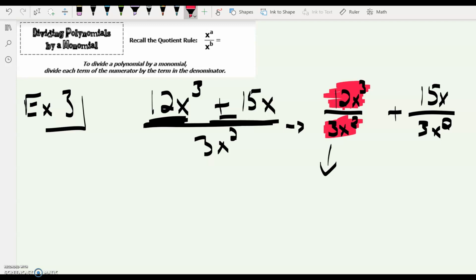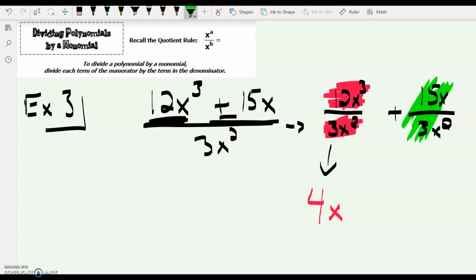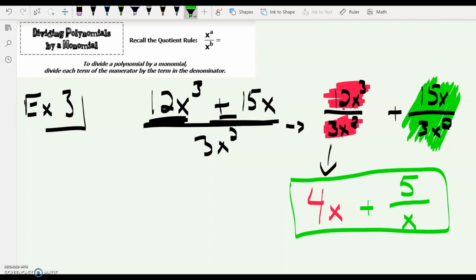Well, 12 divided by 3 is going to give me a 4. X cubed divided by x squared is going to just give me an x, so that's 4x. Okay. And then we're going to deal with 15x divided by 3x squared. Taking a look here, 15 divided by 3 is going to give me a positive 5, except I have an x here and an x squared here. That would give me x to the negative 1, or I'll just write my x in the denominator here. And that would be the final solution there.